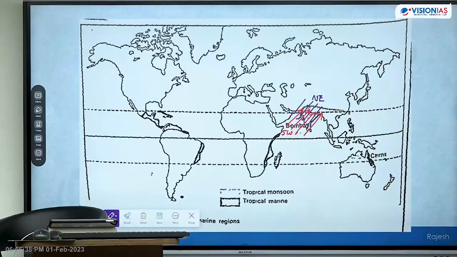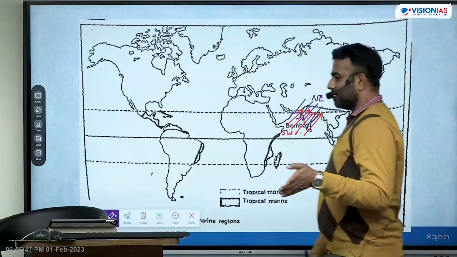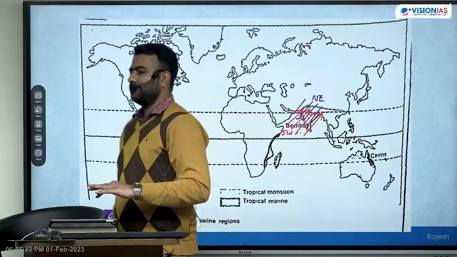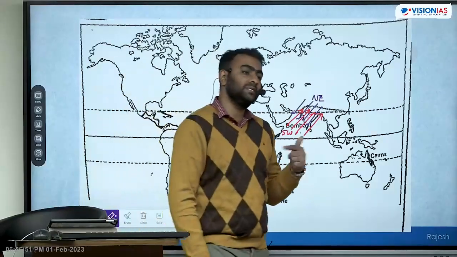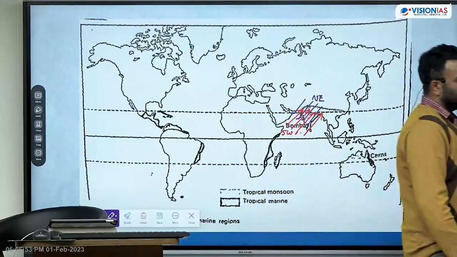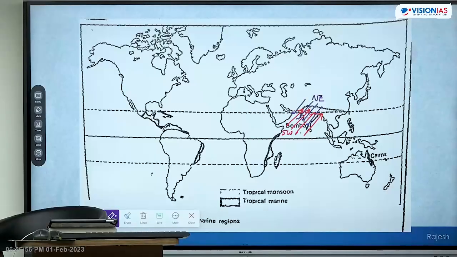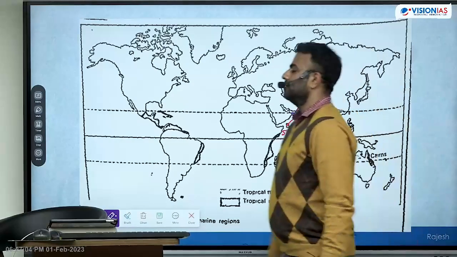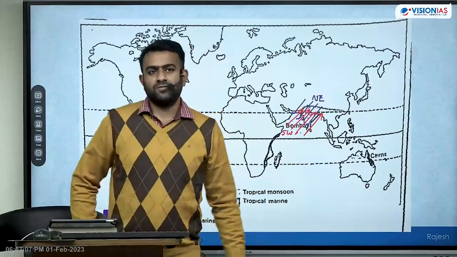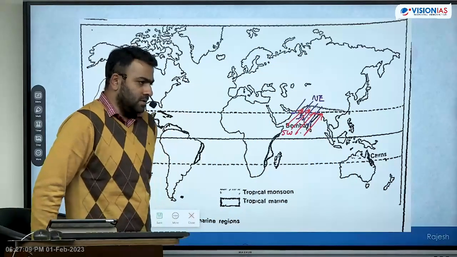So this is the most important defining characteristic of monsoon type of climate. One season, the winds are coming in one direction. The next season, the winds come in the opposite direction. The seasonal reversal of winds. In fact, the name monsoon means season, referring to the seasonal reversal of winds. So most parts of the world experience this kind of seasonal reversal of winds.